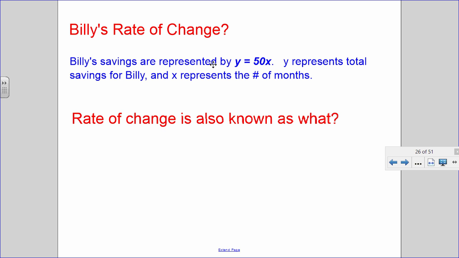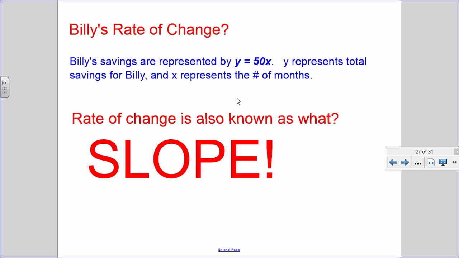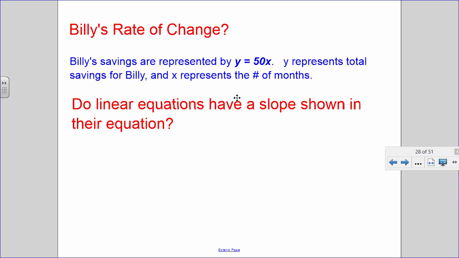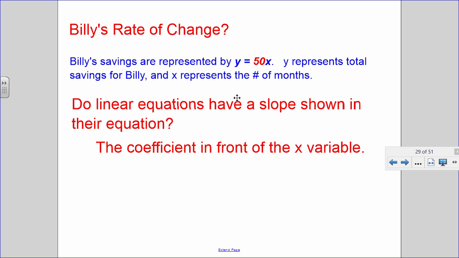Billy's savings are represented by y equals 50x. The y represents his total savings, so this y is how much he's got saved up so far. And x represents the number of months he's saved so far. What's the rate of change known as? Slope. What's the slope of this equation, guys? 50. It's the number in front of x, the coefficient in front of x.